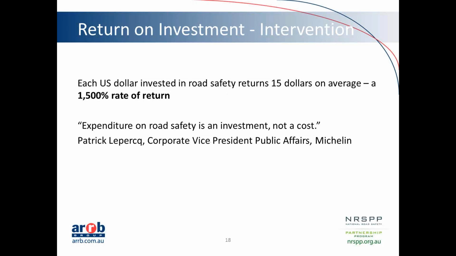Just to leave you with a quote from Patrick Leperc, who's the Corporate Vice President, Public Affairs for Michelin. Expenditure on road safety is an investment, not a cost. And for each US dollar invested in road safety within their organization, it returns $15 on average. That's a 1,500% rate of return.